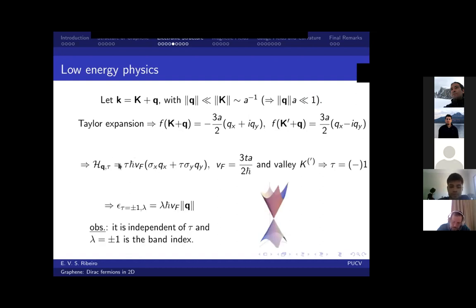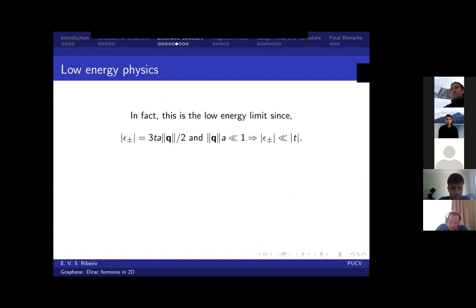So the energy dispersion for this Hamiltonian is just a linear relation. And here we can start to see some interesting things. First, it's independent of the value of tau. And lambda here is our band index, which means that we have +1 for the conduction band and -1 for the valence band. But what we have here is a linear dispersion. And you may recall that Dirac fermions have linear energy dispersion. So in fact, we can verify that this is the low energy limit, since we have this formula for the energy we obtained, and q times a way smaller than 1 implies that E is way smaller than the hopping energy. So indeed, we are restricting ourselves to the neighborhood of the Dirac cones.